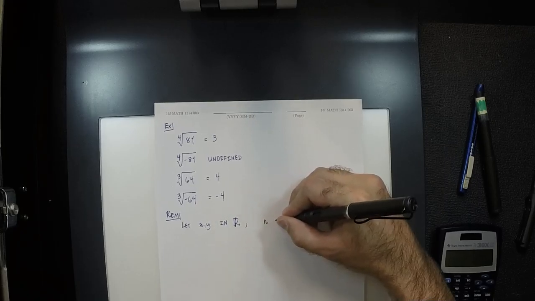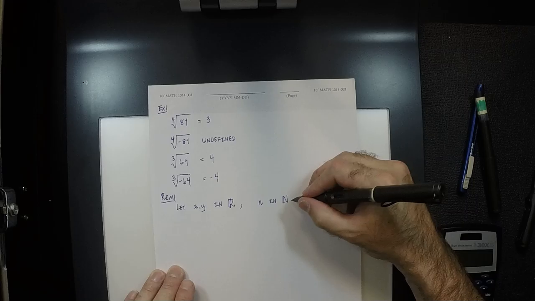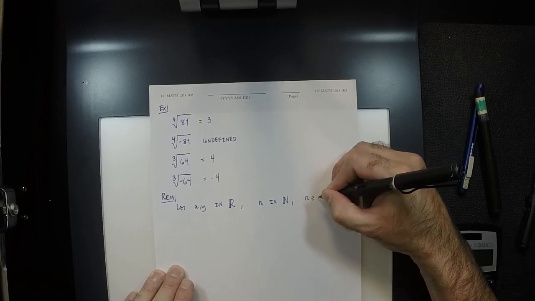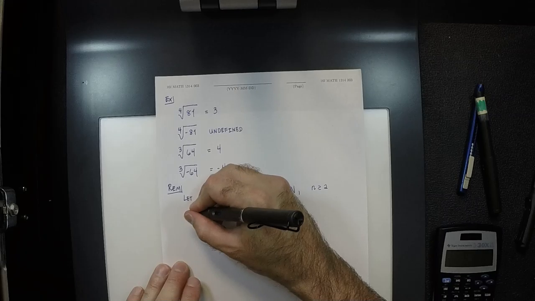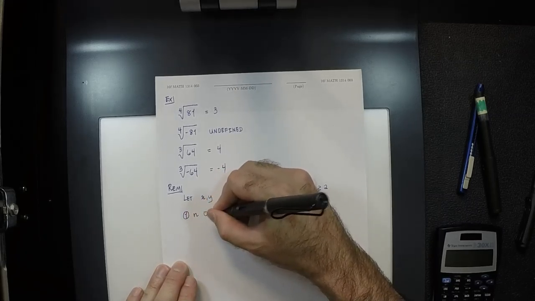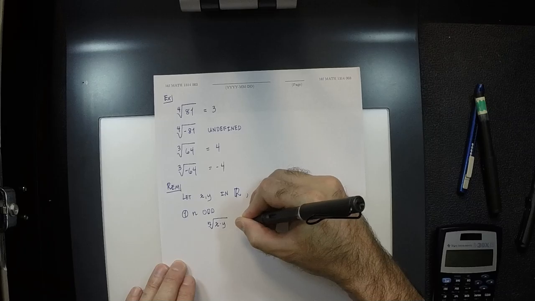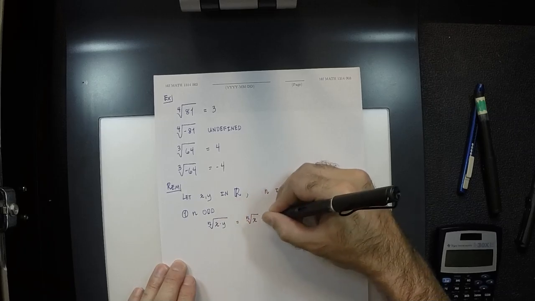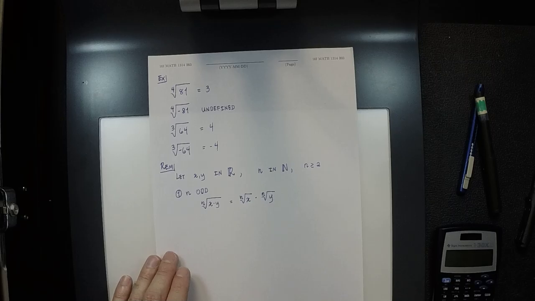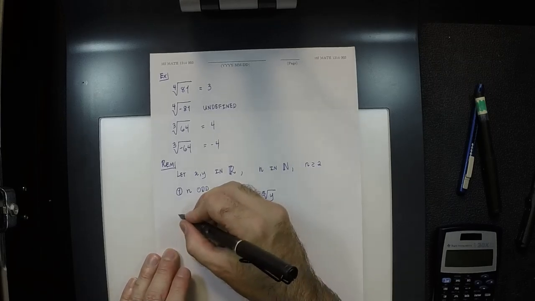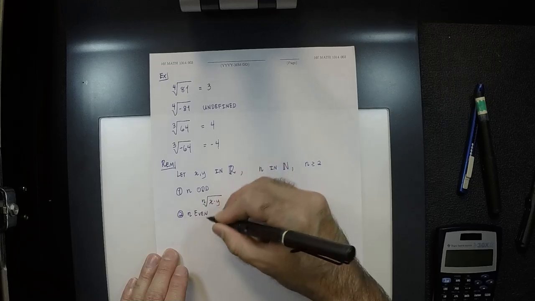Remark. So let x and y be real, and n natural, and we'll need n to be greater than or equal to 2, right? Because it doesn't make sense to talk about a oneth root, first root. Okay, so then in the first case, when n is odd, the nth root of product xy is the nth root of x multiplied by the nth root of y. So this is always true.